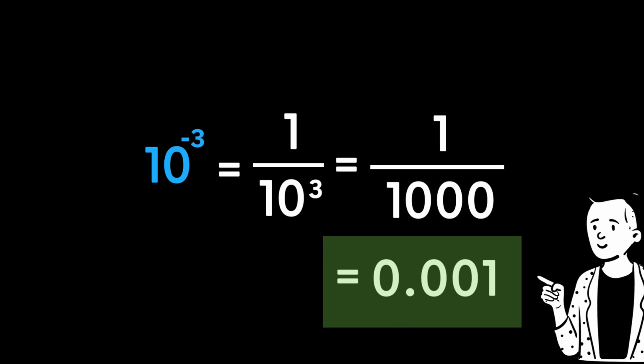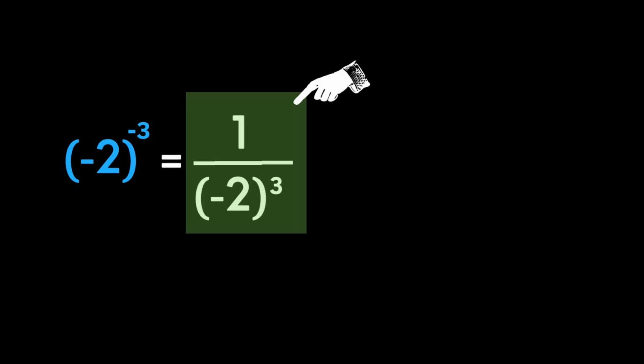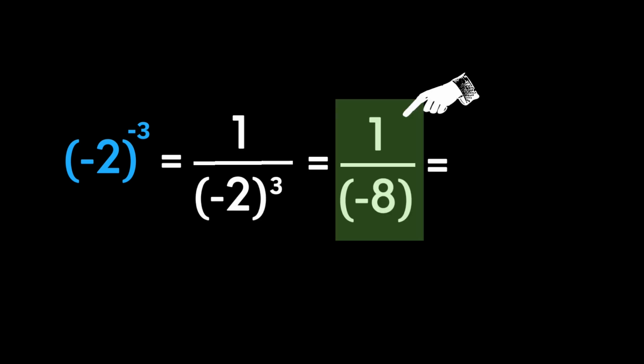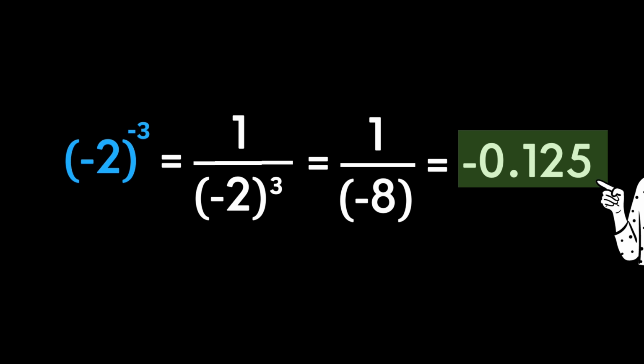And last but not least, the quantity negative 2 raised to negative 3. The reciprocal of the positive exponent is 1 over the quantity negative 2 raised to 3. And the answer would be 1 over the quantity of negative 8. And that is equal to negative 0.125.